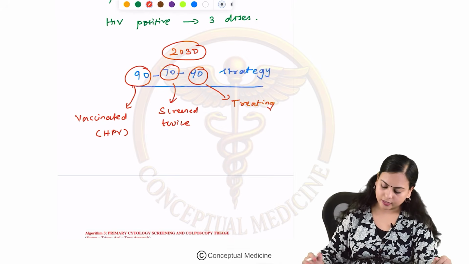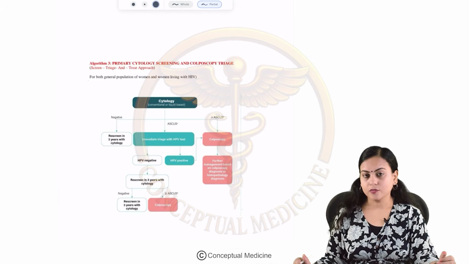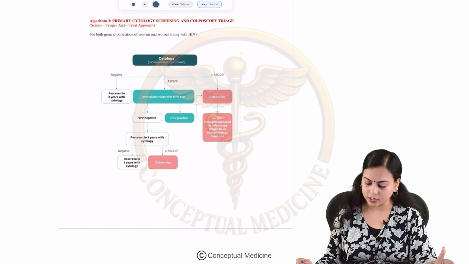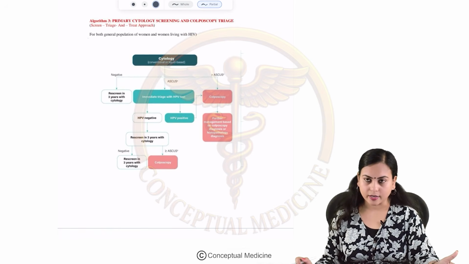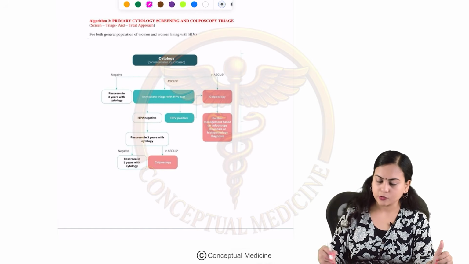Clear? Right. Now, we are going to discuss the management of cervical intraepithelial neoplasia. So, these are the things I have taken directly from the guidelines. Now, we are going to discuss primary cytology, screening and colposcopy triage. Now, this is for both the general population as well as HIV positive women.